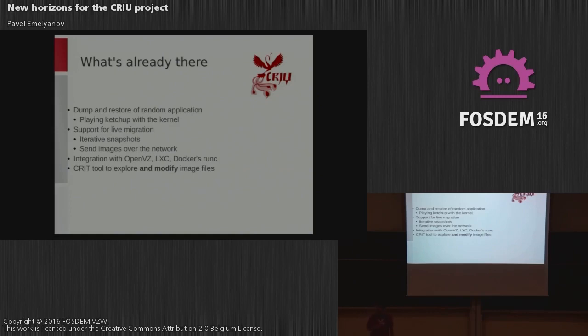Also, since image files that CRIU generates are actually binary, you cannot read them with a text editor. We have a tool called CRIT, which allows you to read the image in human readable format. Effectively, we convert the images into a JSON file. And another quite cool feature of CRIT is that you can modify this JSON file and pack it back into binary format CRIU understands and try to restore from what you have created.